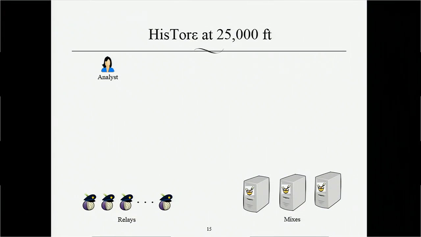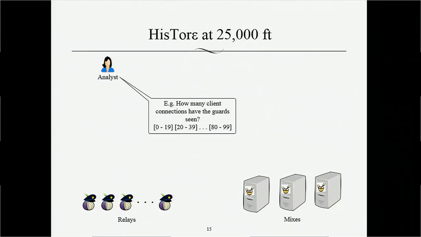So this is a high-level overview of HisTorE. We have three participants: the analyst, the relays, and the mixers. The analyst, at least initially, we envision to be the maintainers of Tor. The analyst poses the query, for example, how many client connections has the guard seen? It also gives the ranges for these client connections: 0 to 19, 20 to 39, and so on. Relays could be guards, exits, or middles, which keep track of the statistic of interest, like a log of the client connections or the website visits. And they keep it in an oblivious manner, so even they cannot read it.